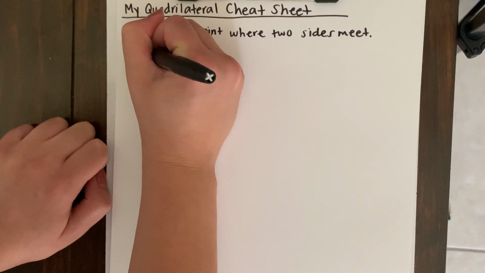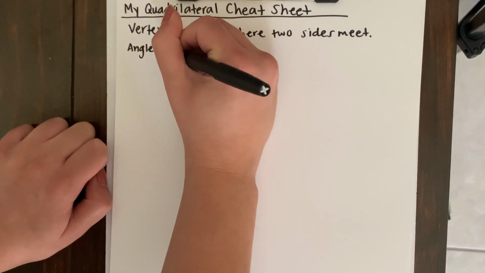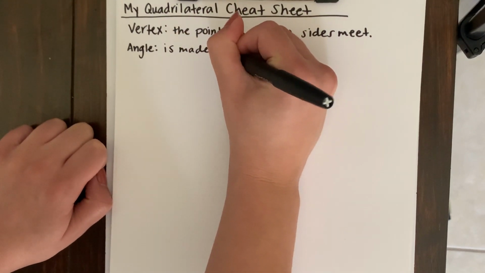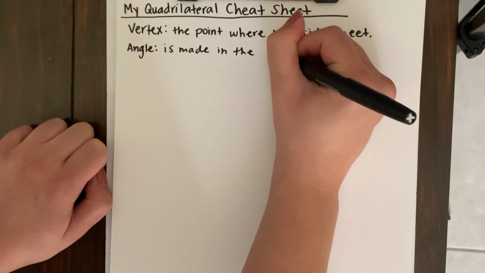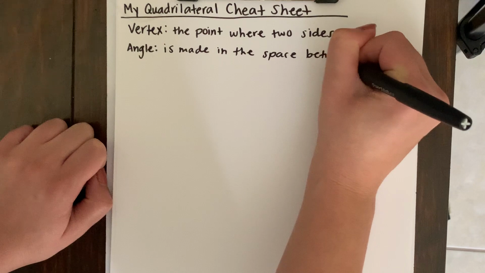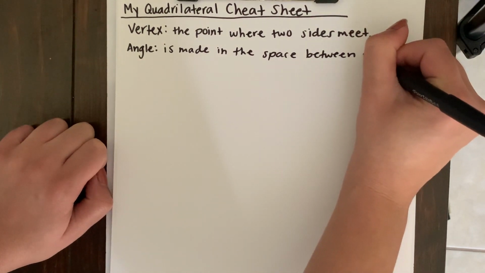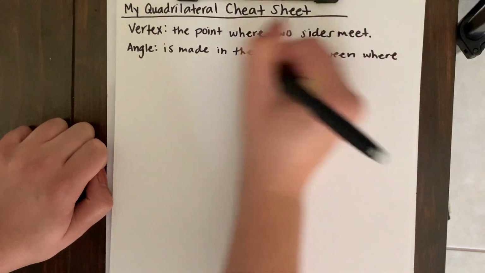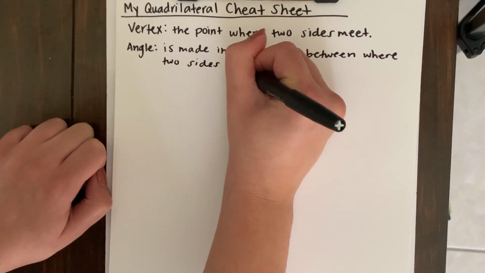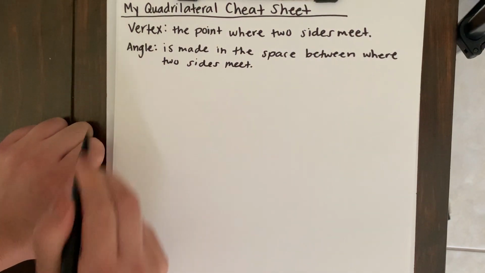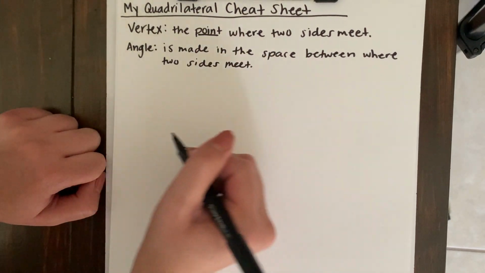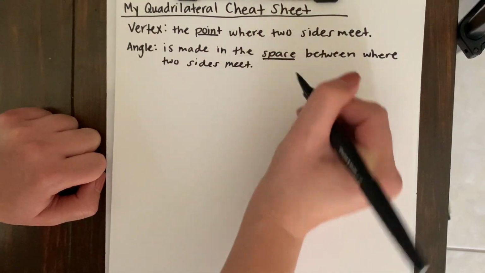And then an angle is made in the space between where two sides meet. Okay, so the main difference between a vertex and an angle is a vertex is the point where the two sides meet, and the angle is the space where the two sides meet.